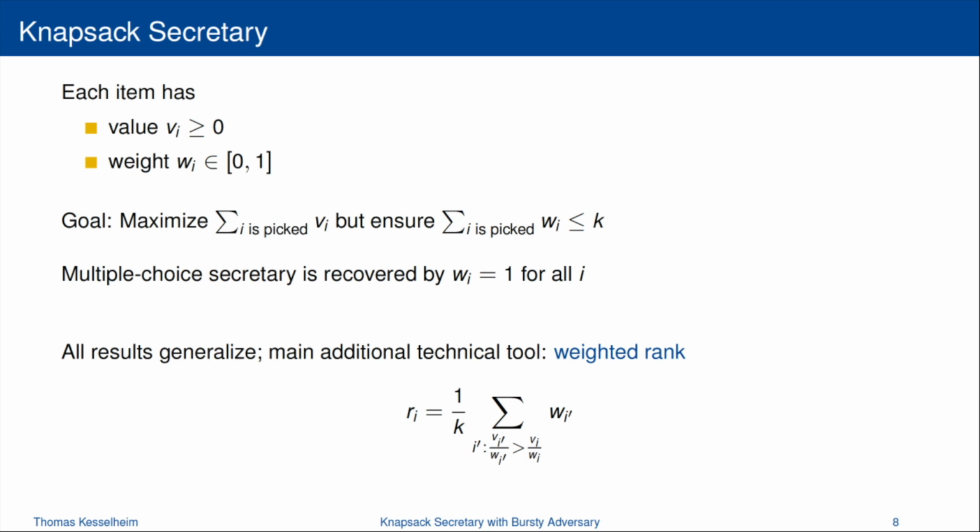Using this weighted rank, you can do the exact kind of comparisons that I did earlier, meaning that you then can argue if an item is bad, meaning if it has a bad weighted rank, then it is unlikely to be picked, and if an item is good, meaning that it has a good weighted rank, it is very likely to be picked.